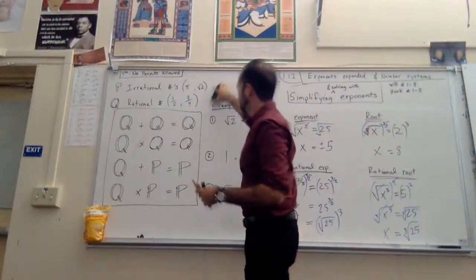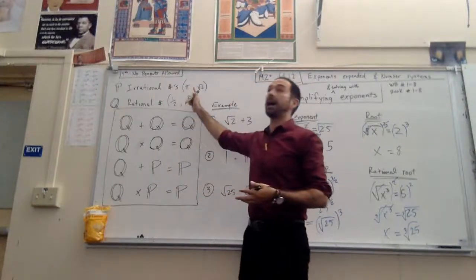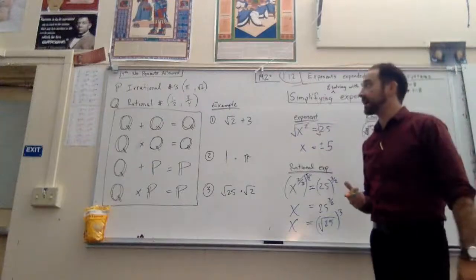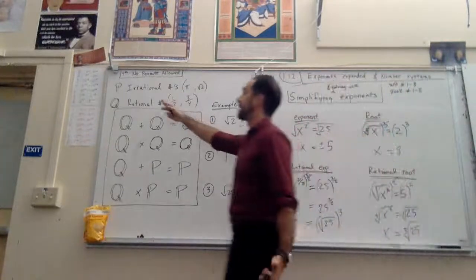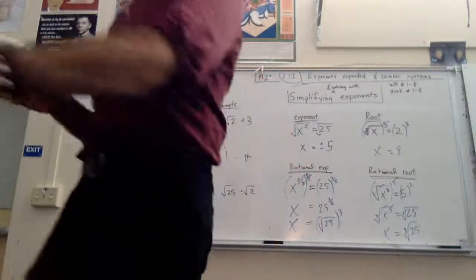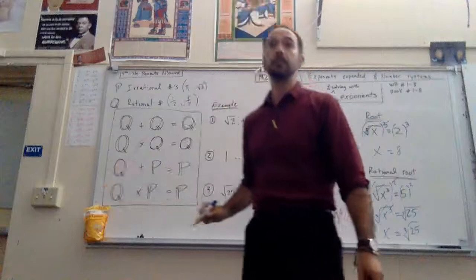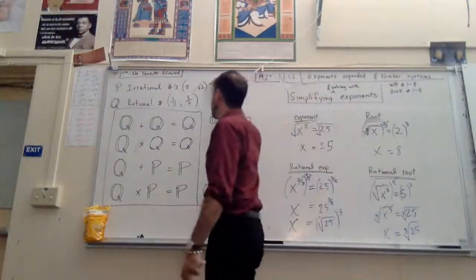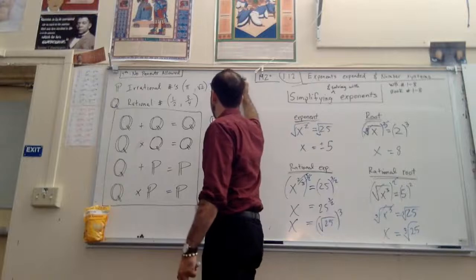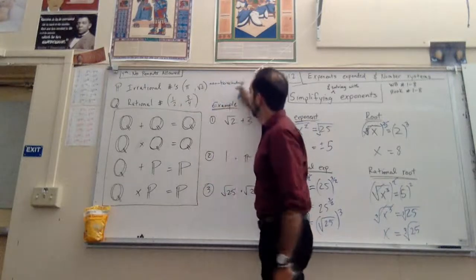But I want you to give me some details. What do you know about irrational numbers, like pi, like root 2? What are some qualities that these irrational numbers have, defined by the script P here? Yeah, Ethan, what do you think? Okay, can I say non-terminating? Yeah. Non-terminating.